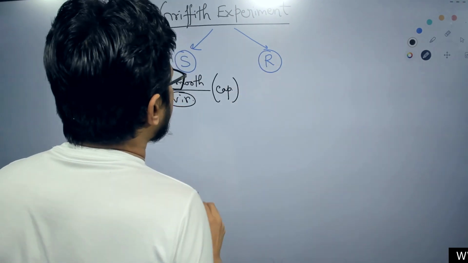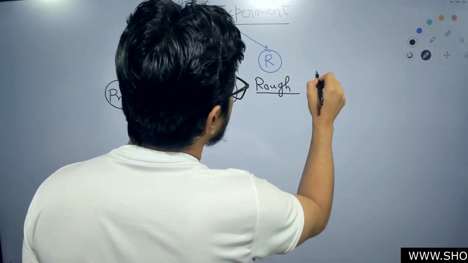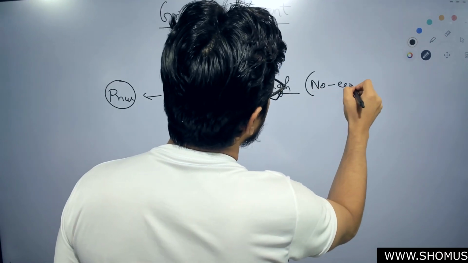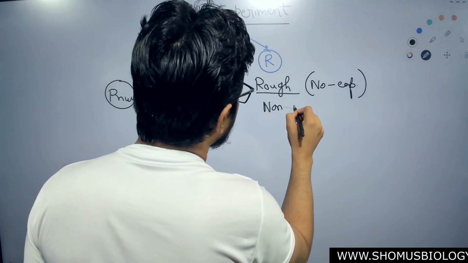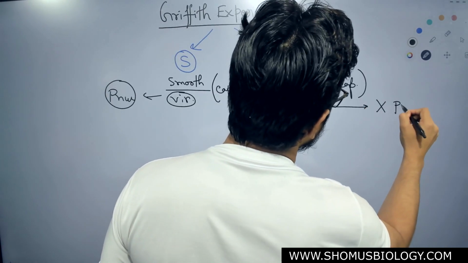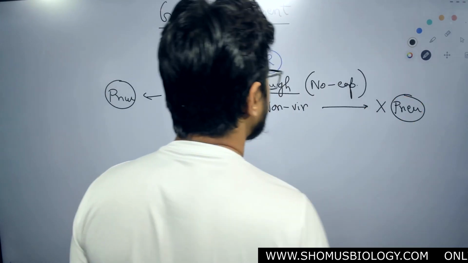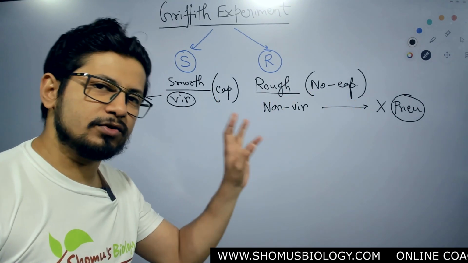While in case of R, we call them rough strain. Why? Because there was no capsule, no encapsulation. So it is a non-virulent type. It won't cause pneumonia. So these are the two kinds of strains.